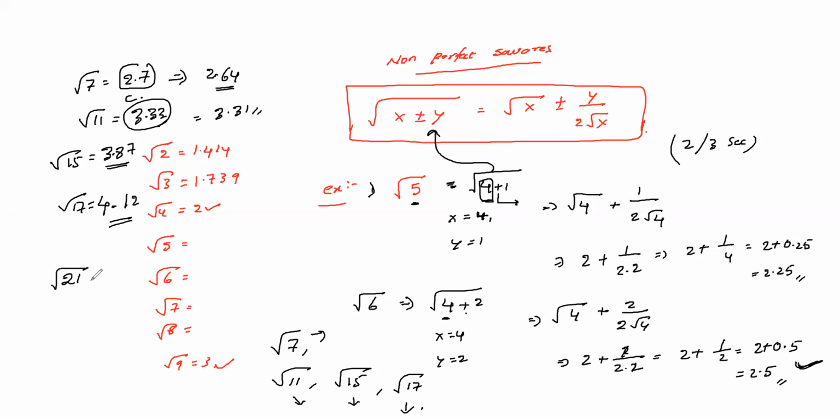Try to find this one. Root 21, root 29 and root 33. That's it. Try to find. So in this manner, just remember it. It will be very easy for you to solve. Okay, remember it. With daily practice it becomes easier. So try to solve these three. Then we'll go to the cube roots.